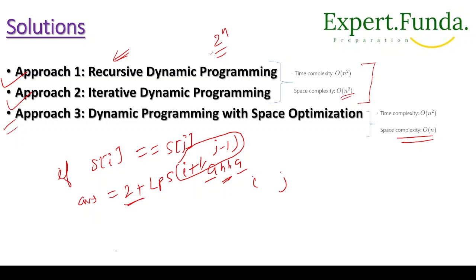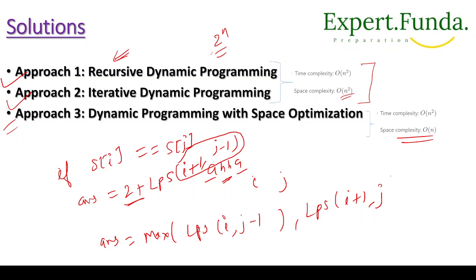Else, if this is not the case, we take the maximum answer. So answer equals the max of LPS of i, j minus 1, and LPS of i plus 1, j. Got it? Whichever is the max, we take that.